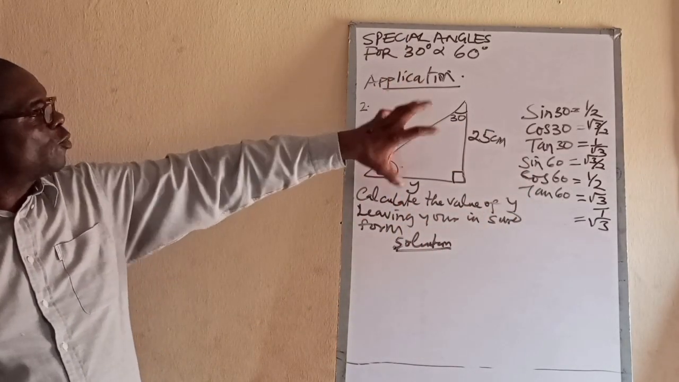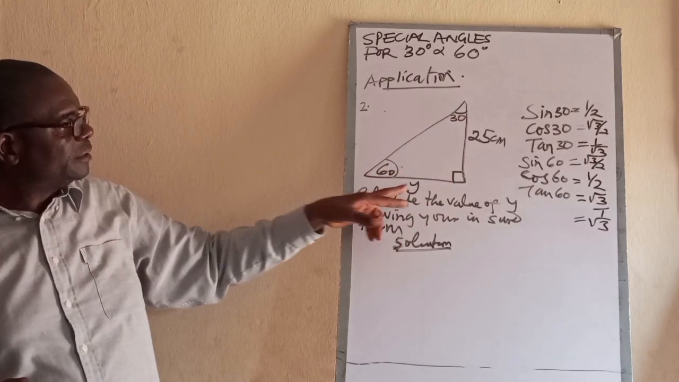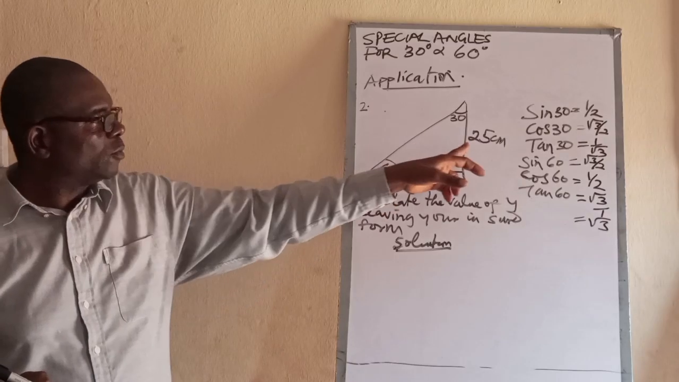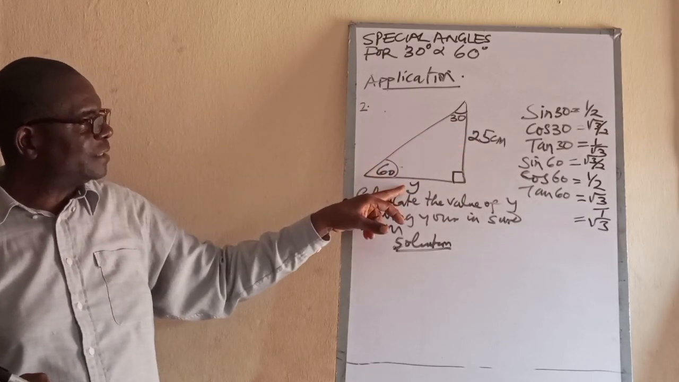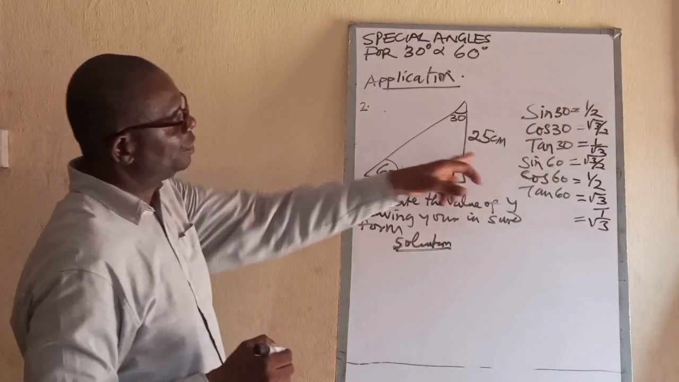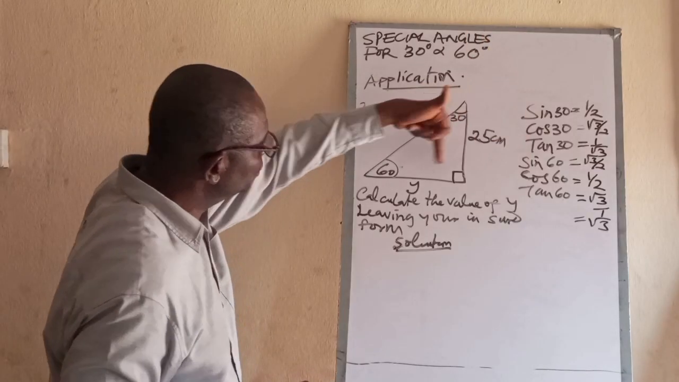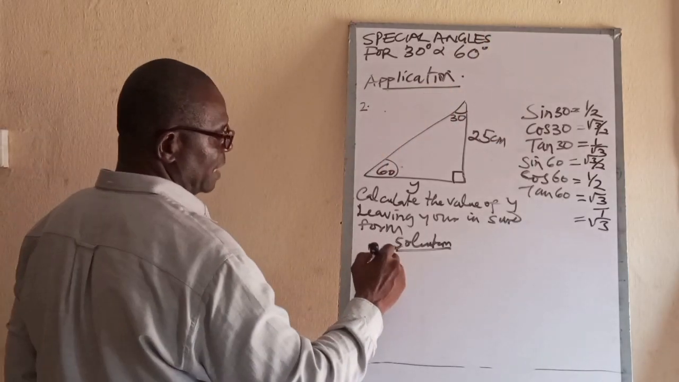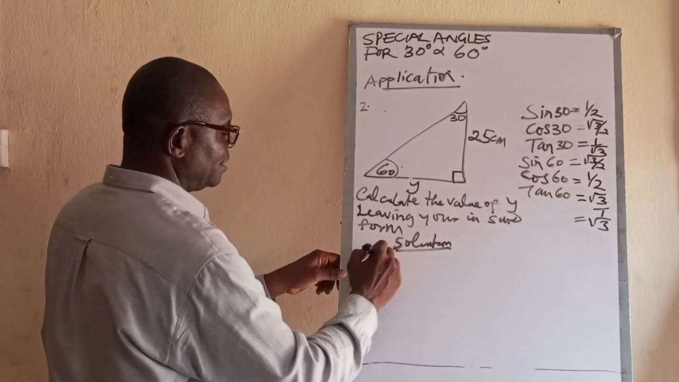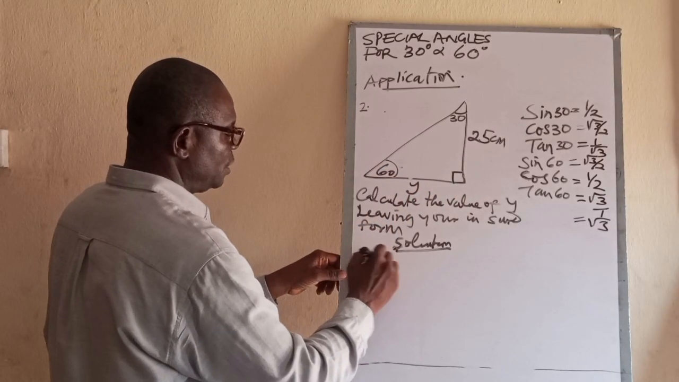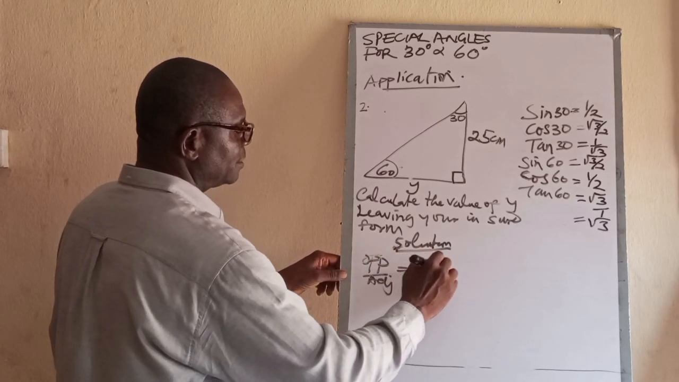What you are supposed to know in this question is, look at the angle 60 here. This is unknown. So one unknown, one known. You have opposite and you have adjacent. In SOH CAH TOA, what concerns opposite and adjacent is tan. So opposite over adjacent is equal to tan theta.